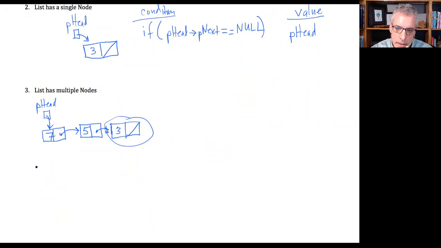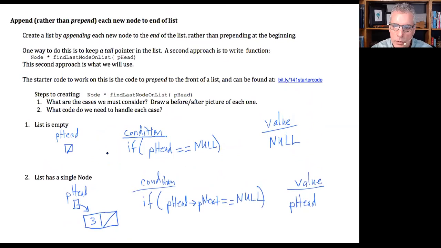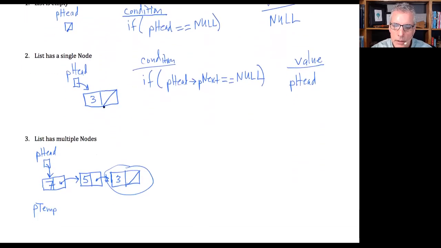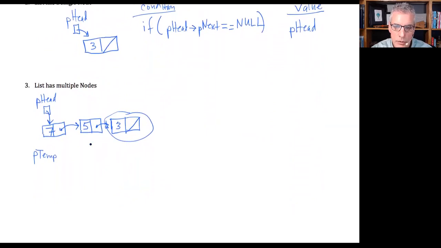So let's say we pass it p head, but let's say we catch it as p temp. What did we call it up here? We called it p head, right? So we pass p head, but when we catch it, we can call it p temp to make it clear that it's a value parameter, that we're not trying to change the head pointer of the original list.